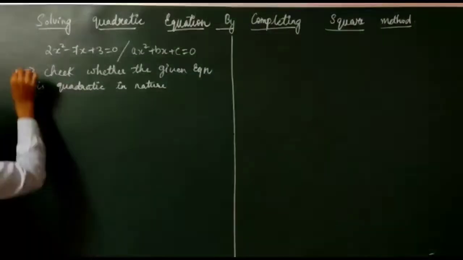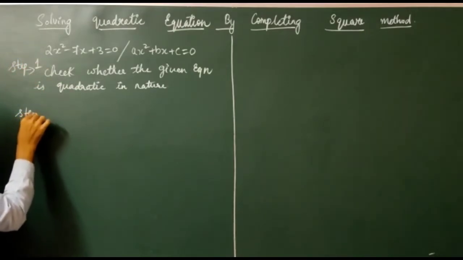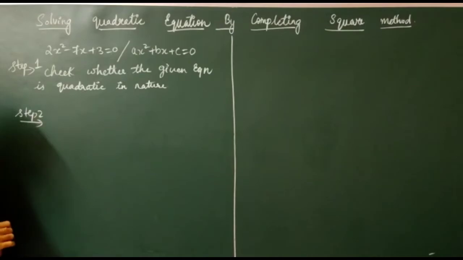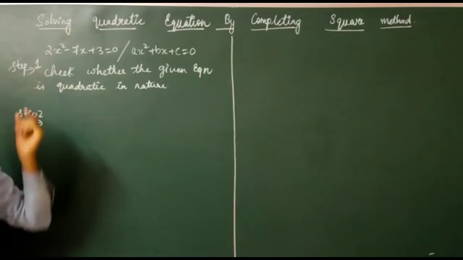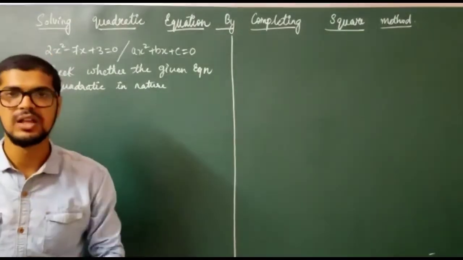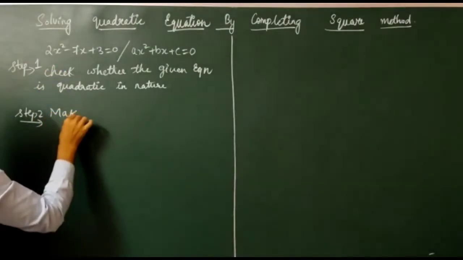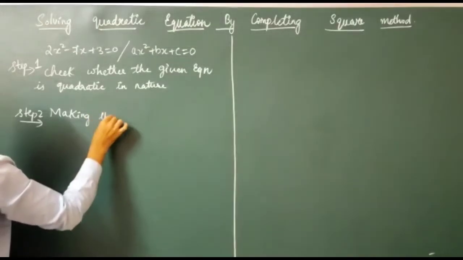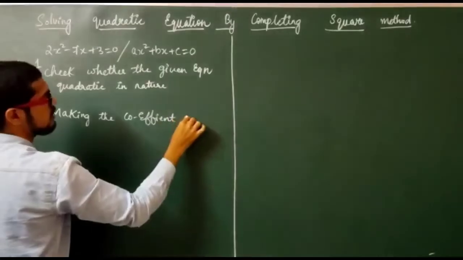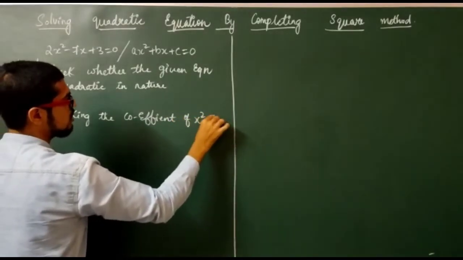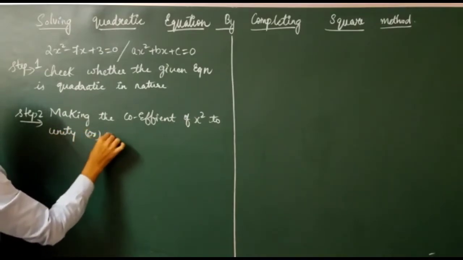That is step number 2. I'll write it here as step 1 and next is step 2. So what is step 2 here? Step 2 is making the coefficient of x square as unity, or 1. Now how can I do it? I'll write it over here: making the coefficient of x square to unity, or you can write this as 1.